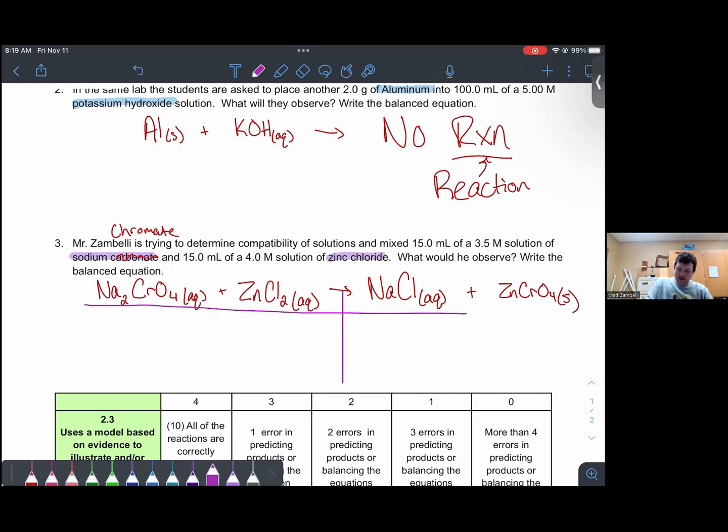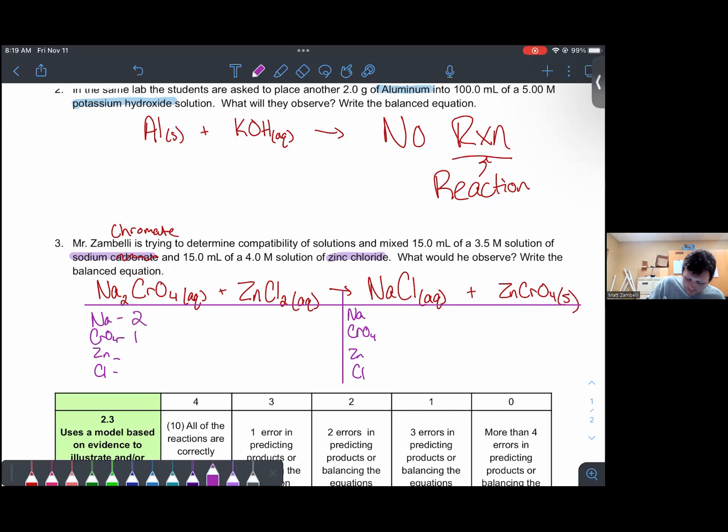Right. So if we separate our left side from our right side and we write out our four parts, so Na2CrO4, Zn and Cl. On our reactant side, we have two sodiums, we have one chromate, we have one zinc, and we have two chlorines. On our product side, we only have one of everything.